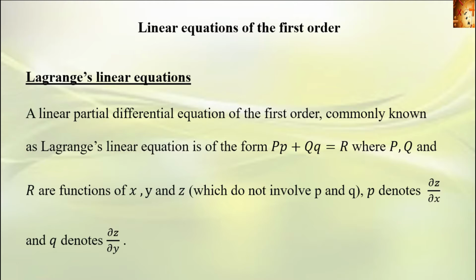A partial differential equation of the first order, commonly known as Lagrange's linear equation, is of the form capital P small p plus capital Q small q equal to capital R, where P, Q and R are functions of x, y, z, and small p denotes ∂z/∂x and small q denotes ∂z/∂y. So Pp plus Qq equal to R is the linear equation of first order PDE or Lagrange's linear equation.